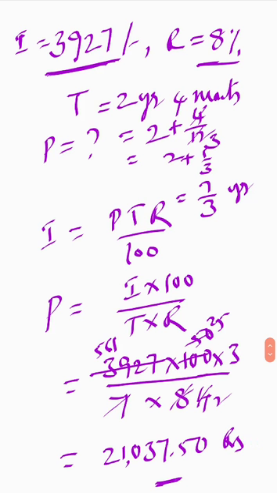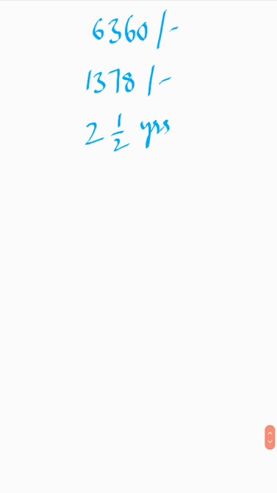So these kinds of problems also exist. You can observe here interest given, rate of interest, time given, find P they are saying. Sometimes any 3 of these 4 they will give, and another one we have to find. So these types of problems are there. Okay, listen to the question. At what rate per annum will 6,360 rupees yield an interest of 1,378 in 2.5 years?